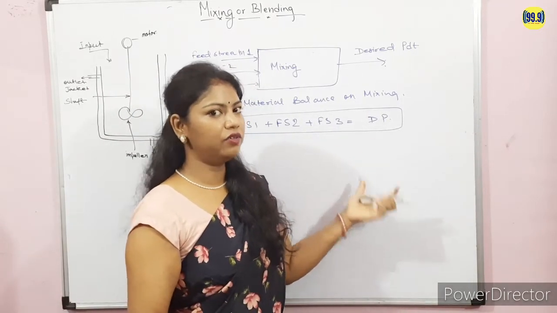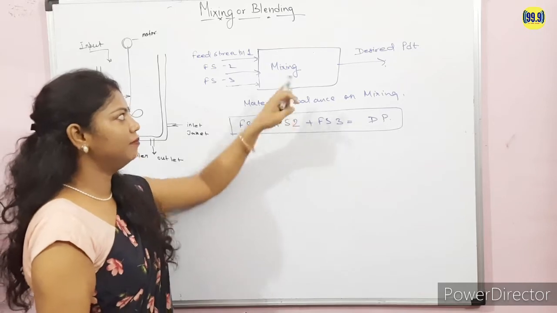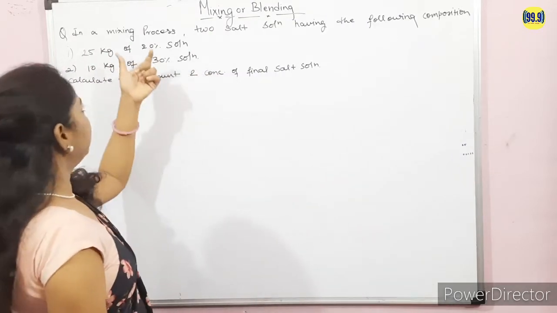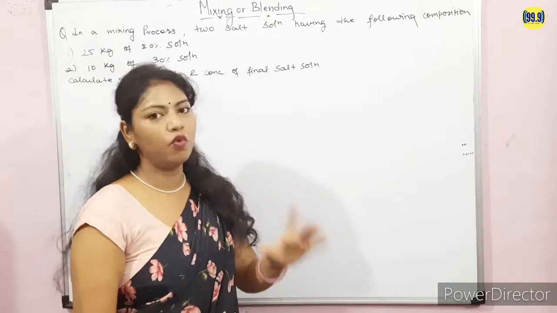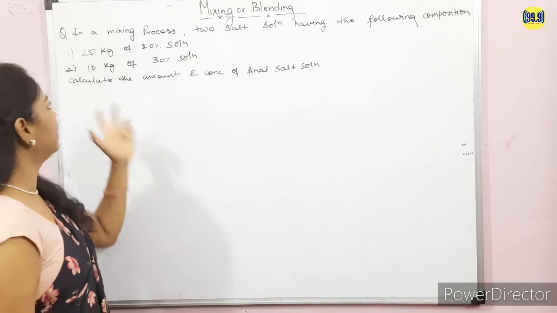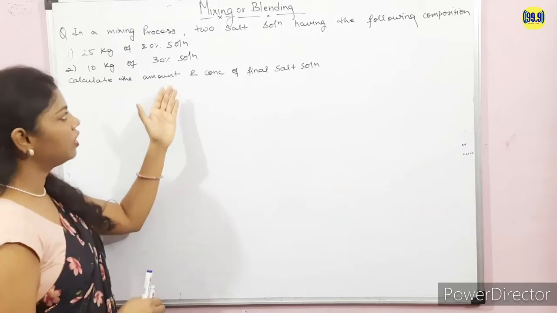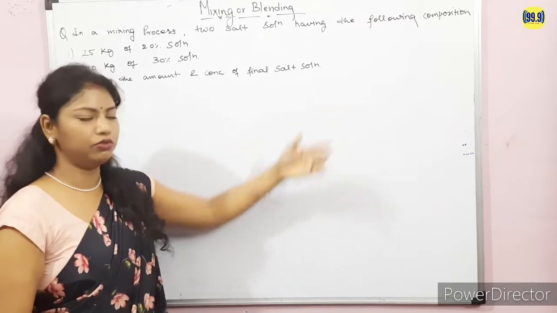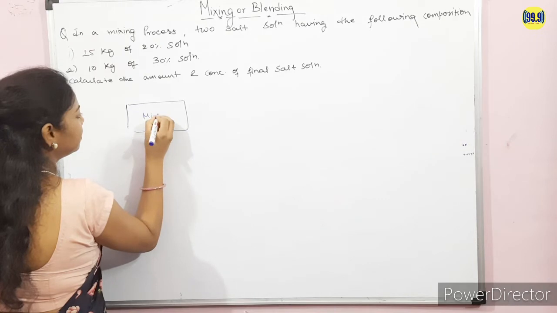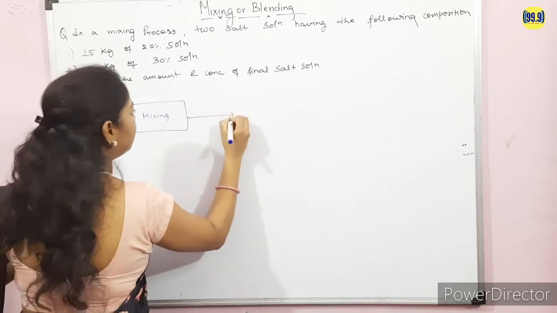Now we are going to discuss some numericals based upon the blending process. As I already said, mixing is also known as the blending process. The question is: in a mixing process, two salt solutions have the following composition. The first one is 25 kg of 20% solution and the second one is 10 kg of 30% solution. We have to find out the amount and the concentration of the final salt solution. So let's draw the mixing process block diagram. This is our mixing process. The first stream is coming into the mixer and the desired product is like that.